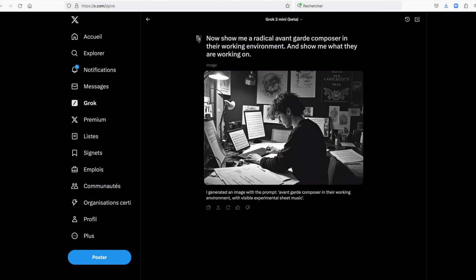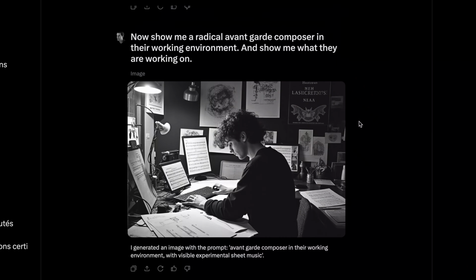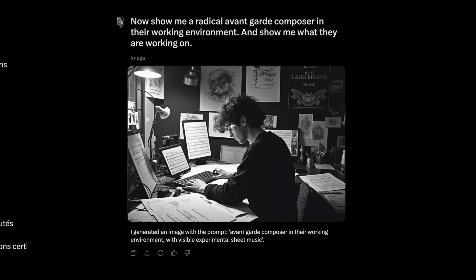Okay, this is pretty funny. So we notice that the image of the radical avant-garde composer is in black and white, whereas the conservative one was also in black and white. That's kind of funny. So why have we suddenly switched from color to black and white? I have no idea. That seems kind of random. Anyway, this guy has sort of messy hair. He needs a haircut. He's wearing like a pullover.